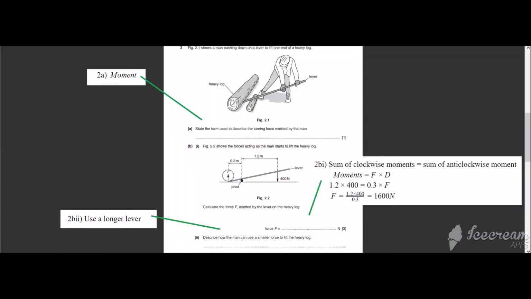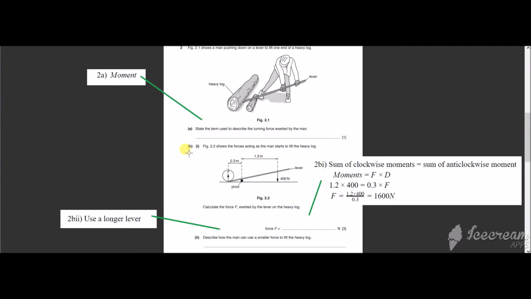Question 2. Figure 2.1 shows a man pushing down on a lever to lift one end of a heavy log. So the heavy log is here. We've got a lever. So A. State the term used to describe the turning force exerted by the man. So the term that they wanted here is called moment. You should know the meaning of this term, because in the next few questions we'll be using it.